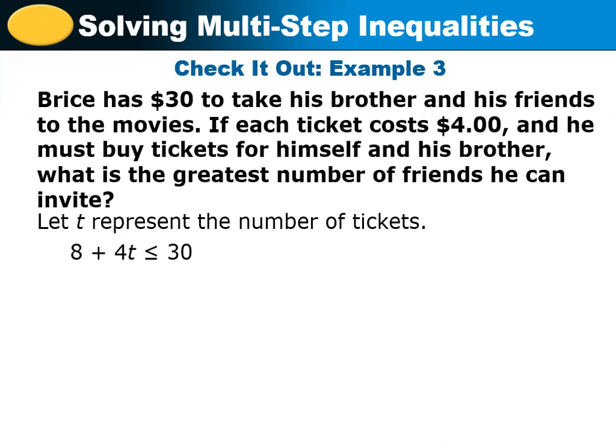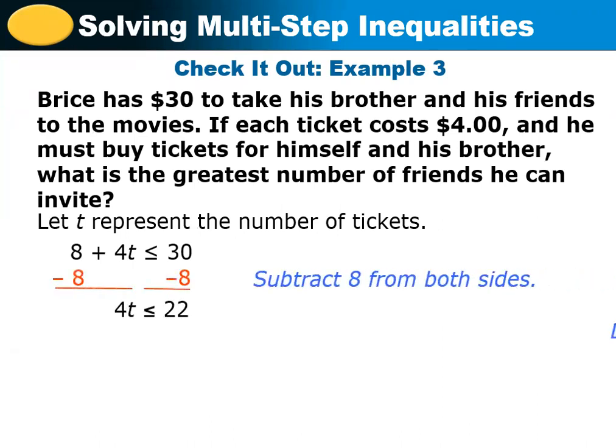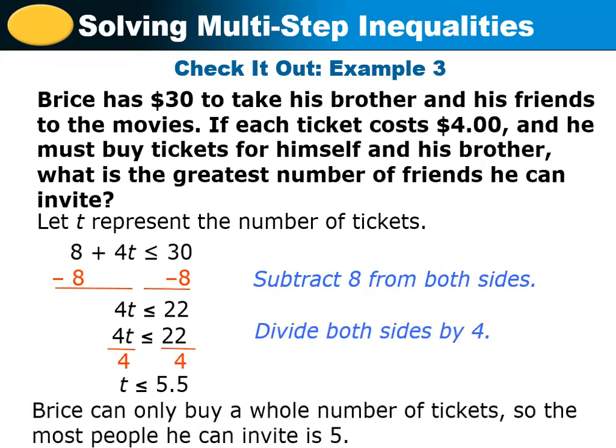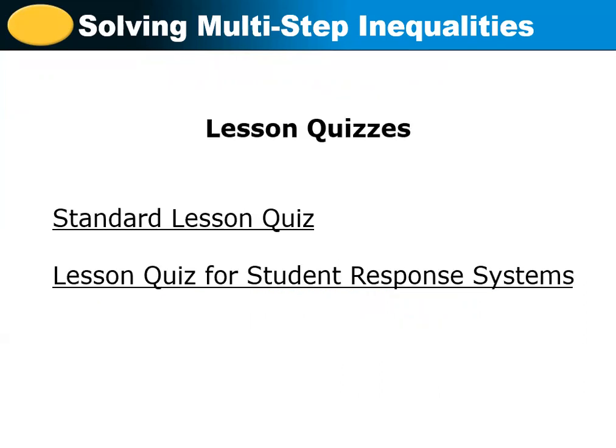His brother and his friends, we want to know how many friends he can invite for his budget to be 30. Normal, and then the answer will be equal to 5.5. So how many friends can he invite? We can't move up. It should be moved down. So it will be 5 friends, to invite 5 friends, and himself and his brother.